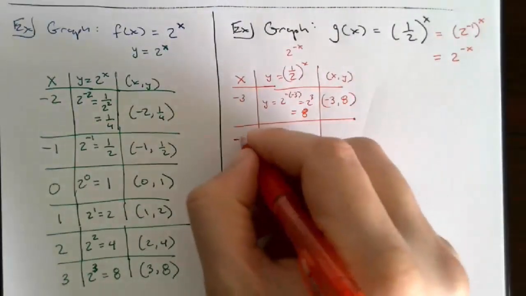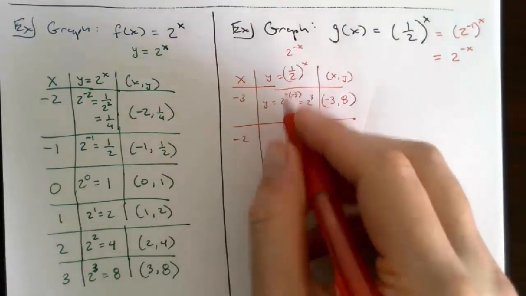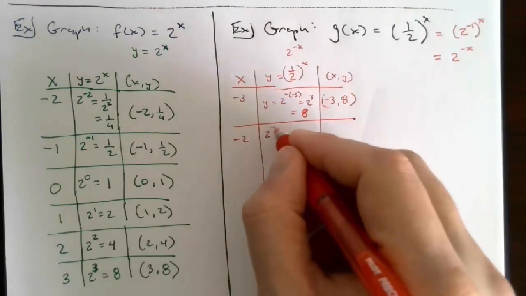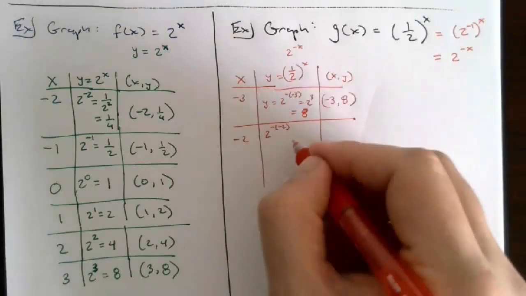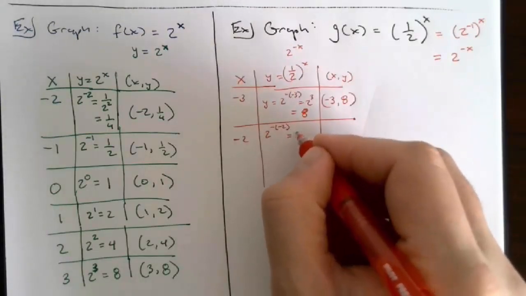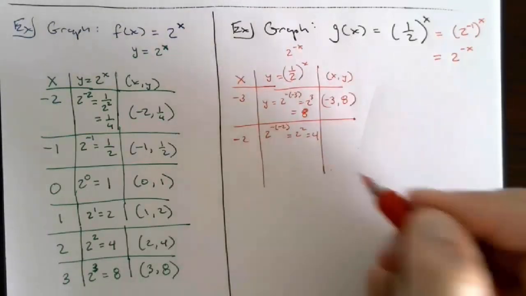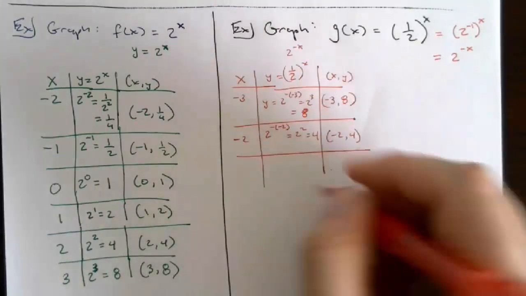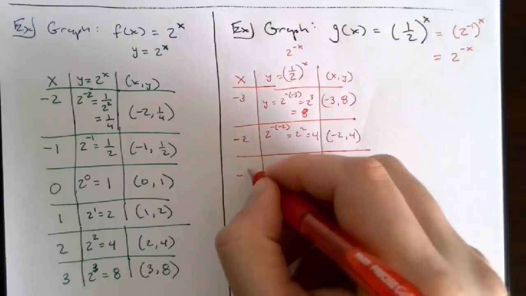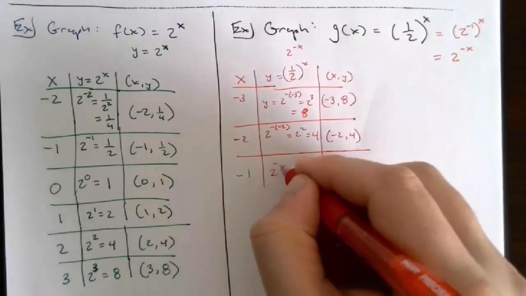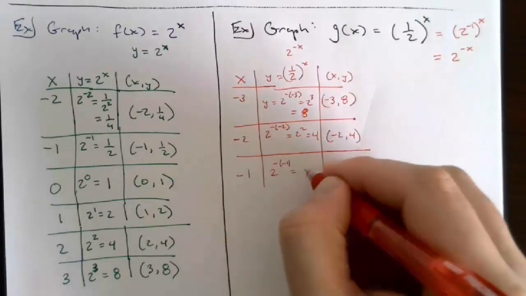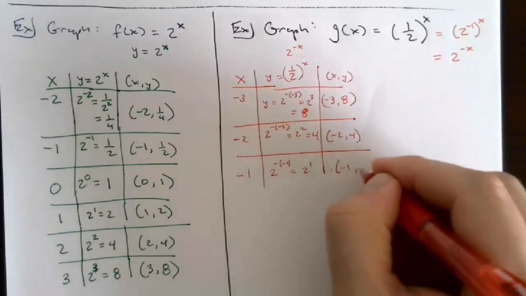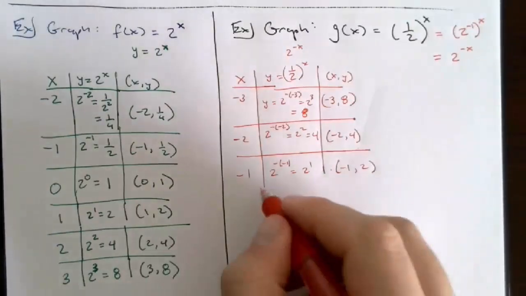And if I pick x to be -2, then I'd have 1/2 to the -2, which is the same as 2 to the -2, subbing into that gives me 2 squared, which equals 4. So I have -2, 4. When x is -1, we'd have 2 to the -1, which is just 2 to the 1, which equals 2. So this would be -1, 2.